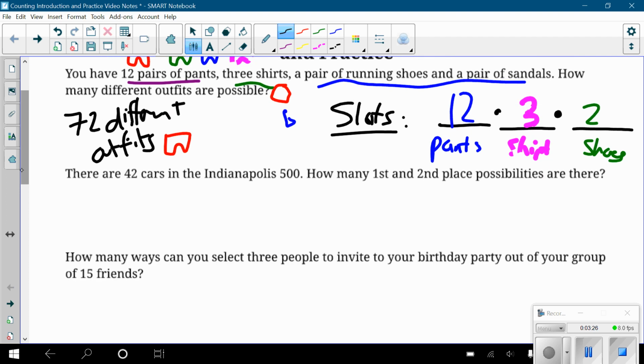Second scenario: there are 42 cars in the Indianapolis 500. How many first and second place possibilities are there?